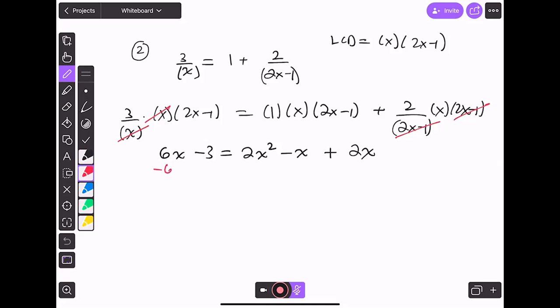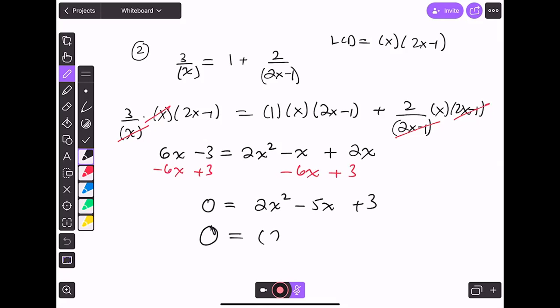I'm going to subtract 6x from both sides, and I'm going to add 3 to both sides. And what do you get? 0, 2x squared, minus 5x plus 3. I'm hoping this factors nicely using integer numbers. If not, I go to the quadratic formula, which I hope I don't have to.